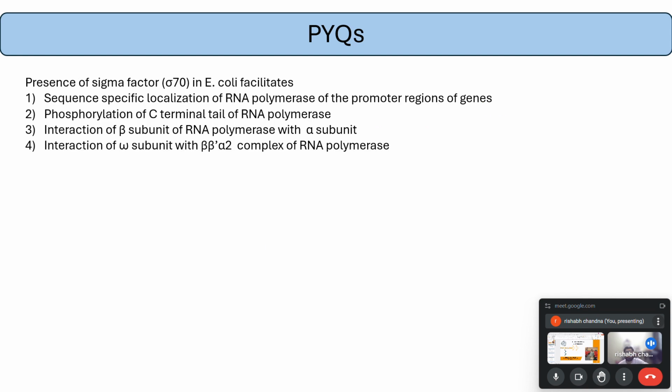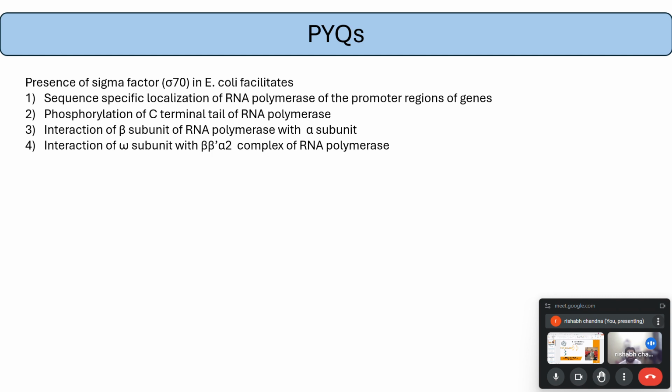Then moving on to the next question. Presence of sigma factor sigma 70 in E. coli facilitates sequence specific localization of RNA polymerase to the promoter regions of genes, phosphorylation of C terminal tail of the RNA polymerase, interaction of beta subunit of RNA polymerase with the alpha subunit, and interaction of omega subunit with the beta, beta prime, alpha 2 complex of the RNA polymerase.